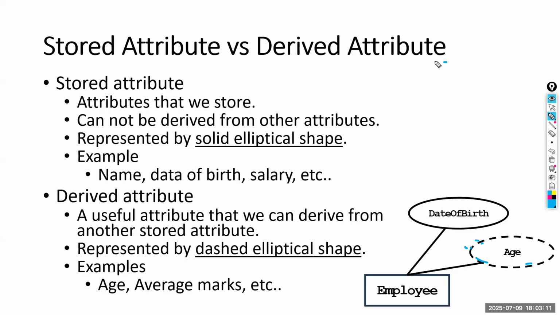Okay, so we use this. Then designers know that, okay, we don't need to store this. We don't need a column for this. We only need this. Okay, stored versus derived.